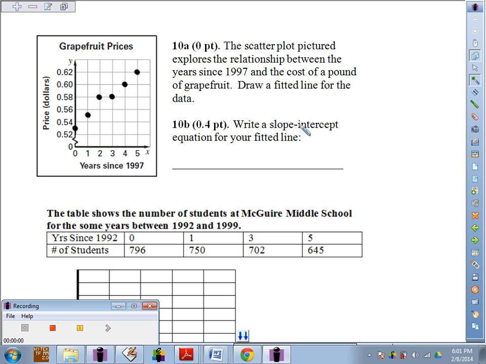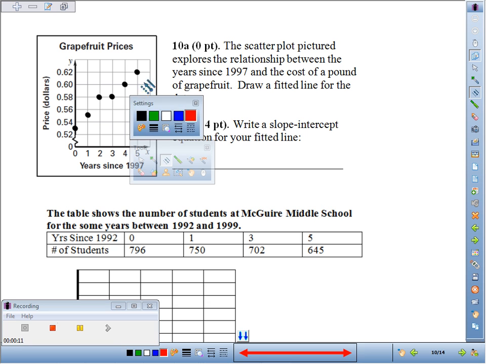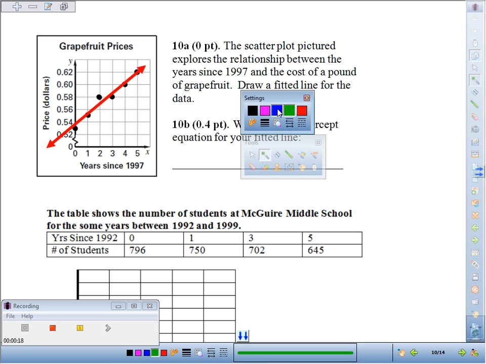Number 10, the scatterplot pictured explores the relationship between the years since 1997 and the cost of a pound of grapefruit. Draw a fitted line for the data. Write a slope-intercept equation for your line. Okay, well, if we're going to do that, we need to pick 2 points in the line.